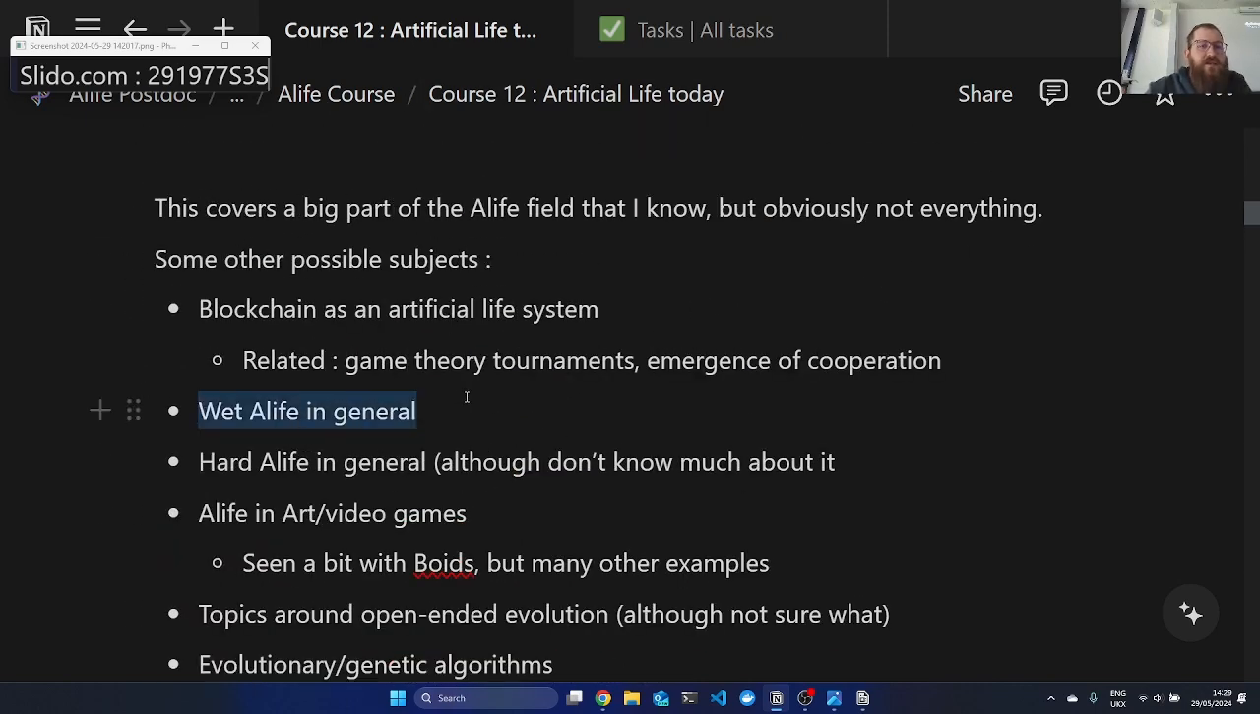Then, of course, other things we didn't cover is wet artificial life. So remember, wet artificial life is the one which actually happens in the lab, and it's usually chemistry or biology based. Of course, it's much harder to do wet alife than soft alife, right? In one, you just need a computer that you can code on. In the other one, you need a full chemistry or biology lab to do it. But it does exist, so people do experiment in this. Then you have hard artificial life, which is robots.